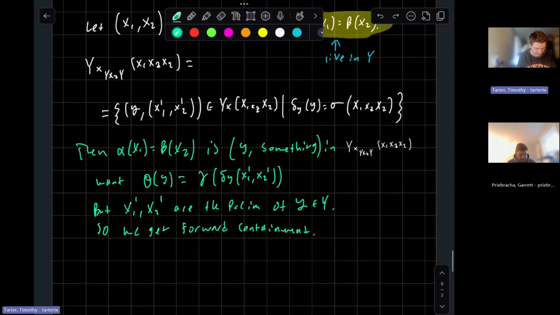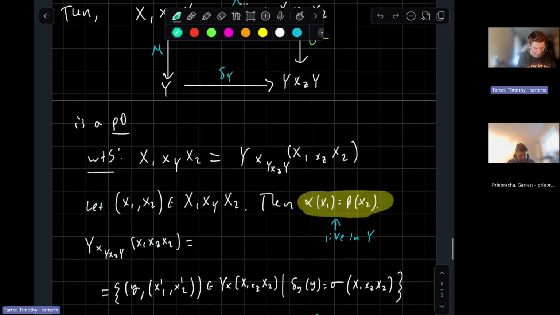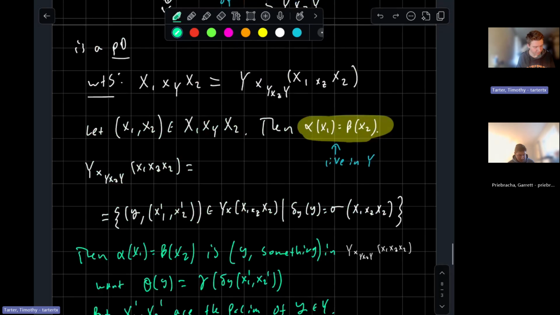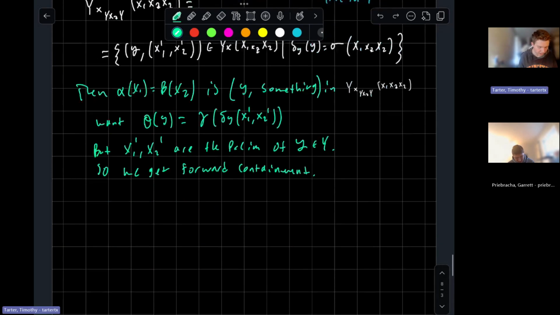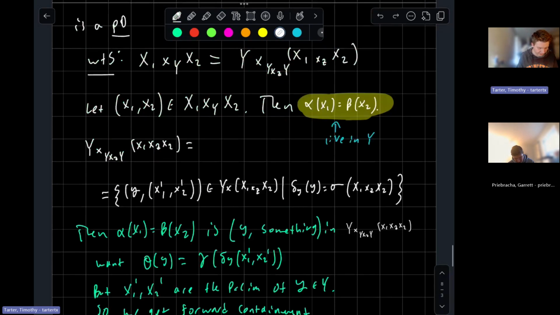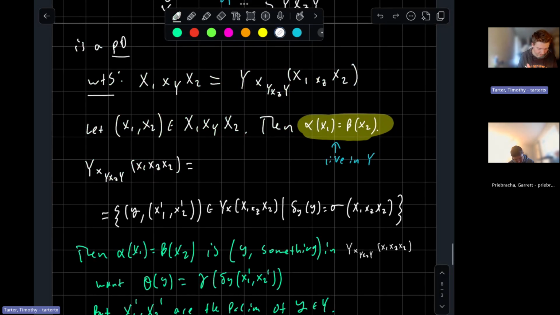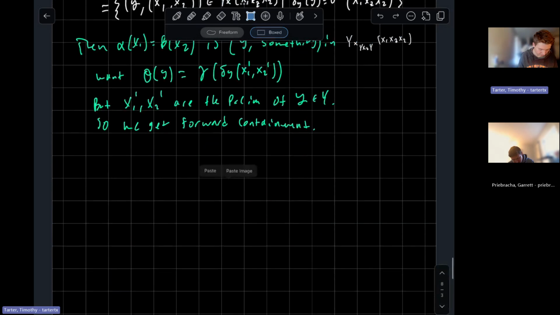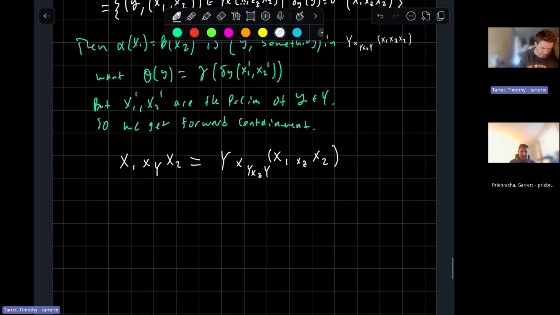Oh, no worries. So basically, x1 prime and x2 prime are the preimage of y and y through the fibered product back here. And so we pick our thing in z and we trace it back like this, and we get the same thing. Okay. That makes sense. So we get the forward containment. And then this means that this is not equal yet, but it is contained.